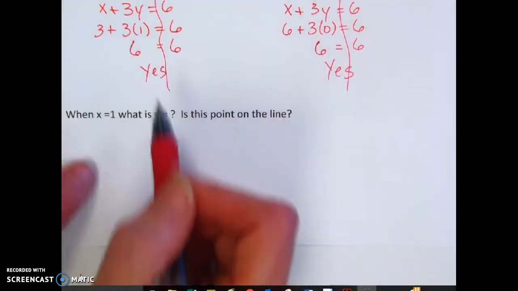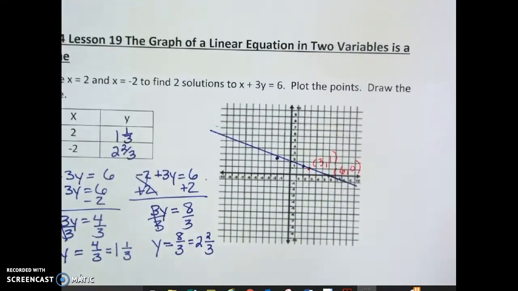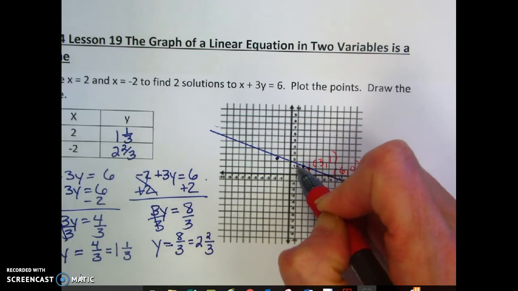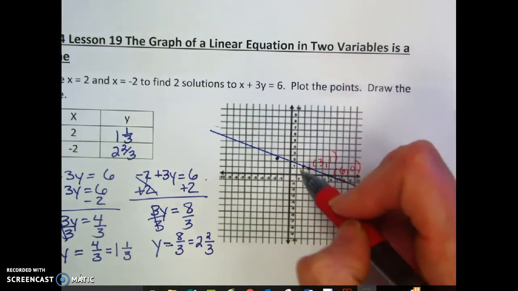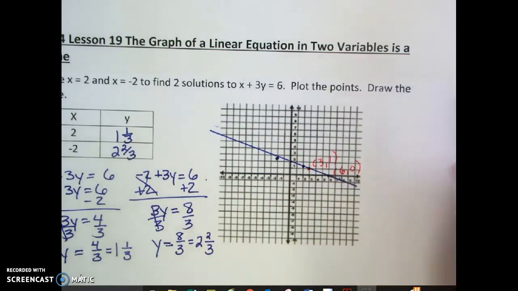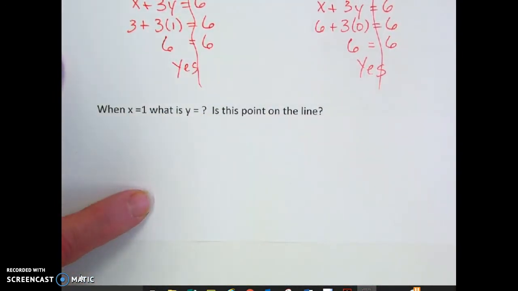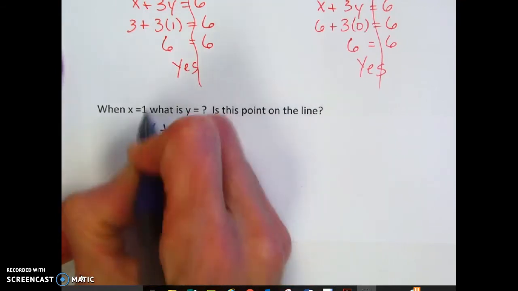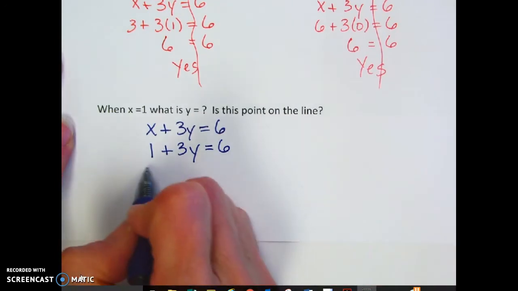Now, when x equals 1, what is y? Well, it looks like when x equals 1, y is somewhere in between. So I can't look at the graph and get that. So I'm going to have to do the calculation. So, go back to this. X plus 3y equals 6. We want to know when x is 1. What do we get? So we're going to solve this equation.